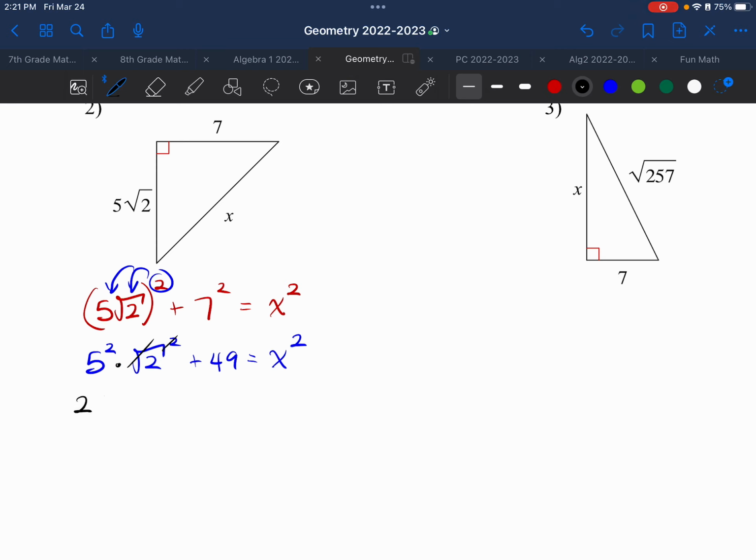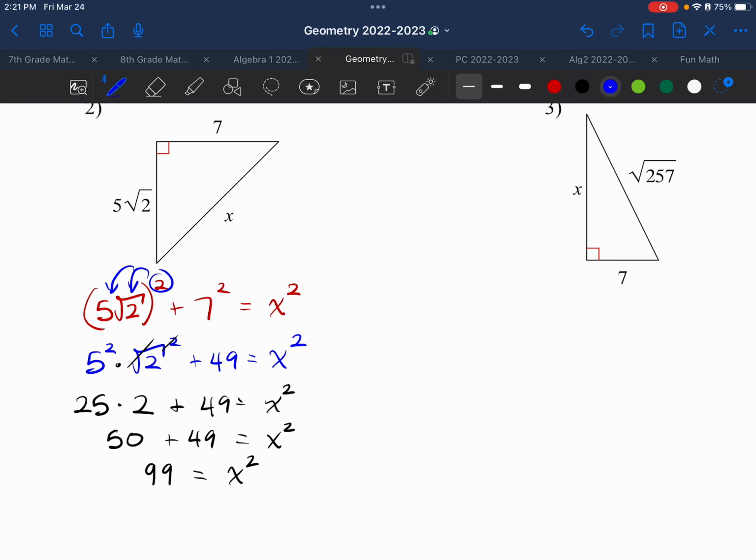5 squared is 25. That's going to be times, and then the square root and square cancel each other out, leaving me with a 2 plus 49 is equal to x squared. And 25 times 2 is 50 plus 49 is equal to x squared. And then finally, 49 plus 50 is 99, which is equal to our x squared.